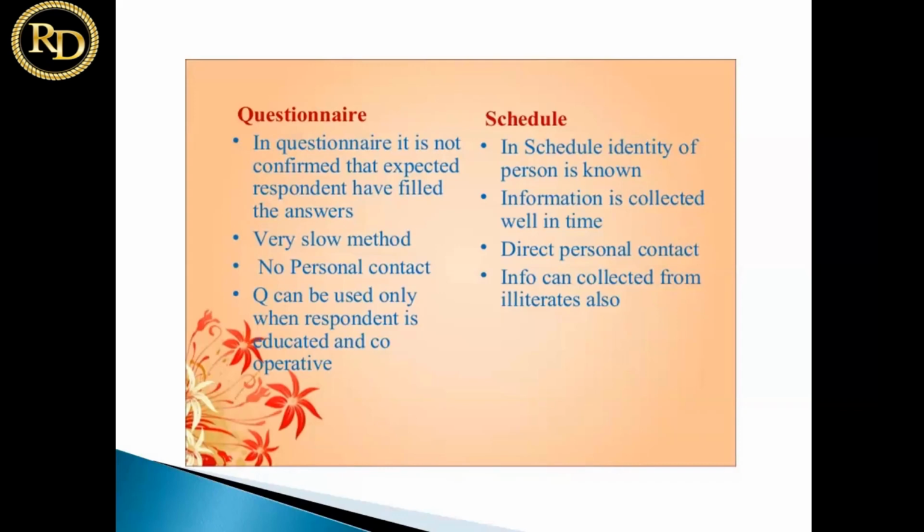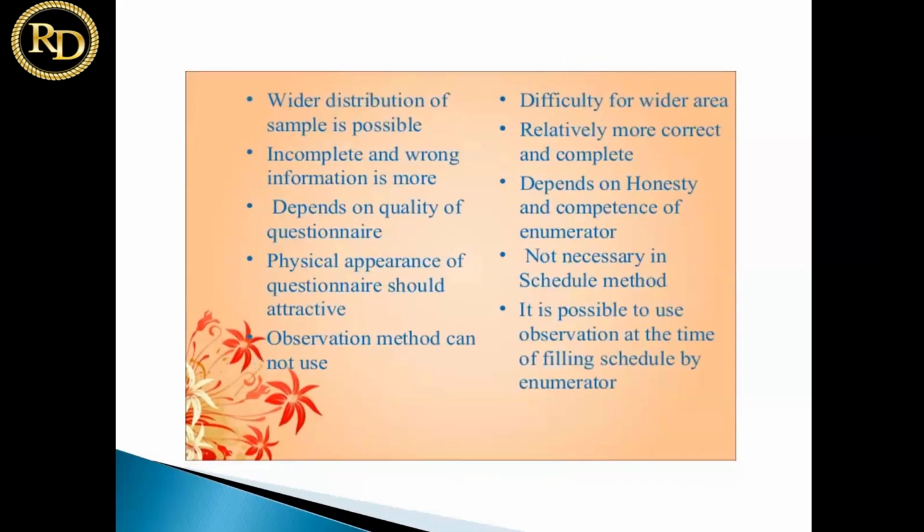A questionnaire can be used only when the respondent is educated and cooperative, while a schedule may be used for both literate and illiterate persons. That is why the schedule is used in the census. Wider distribution of the sample is possible with a questionnaire because we send the form, say double or triple the required sample, while a schedule is difficult for a wider area because we go door to door to get the information and it is very costly. So incomplete and wrong information is more in a questionnaire. Here, relatively more correct and complete answers are given by the respondent.